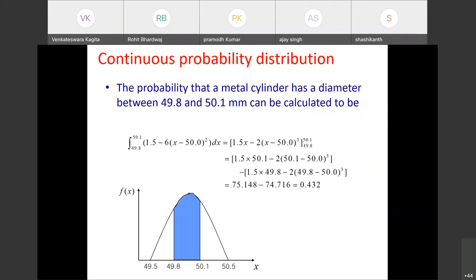Suppose you are interested in knowing the probability that the metal cylinder takes a value between 49.8 and 50.1. It means you are interested in the area under this curve. How do we measure that? The same procedure: we take 49.8 and 50.1 as the interval. If we do so, you will get 0.432 as this area. So this is the probability that the metal cylinder takes a value between 49.8 and 50.1.